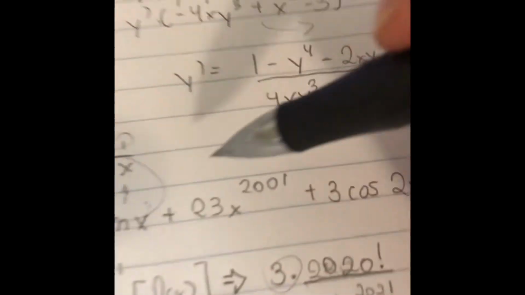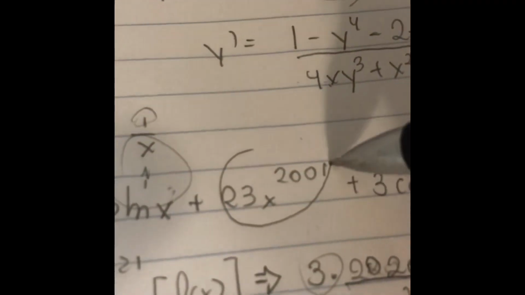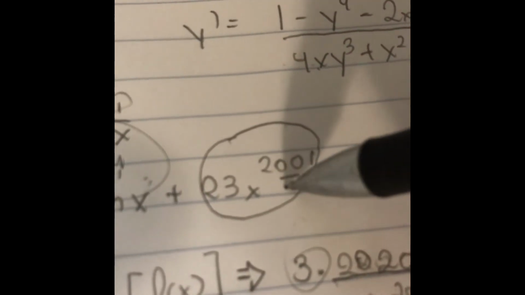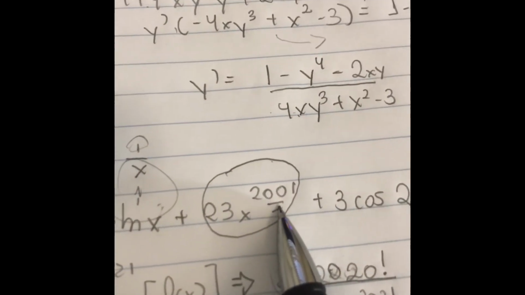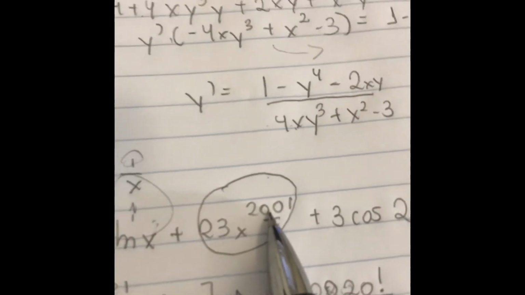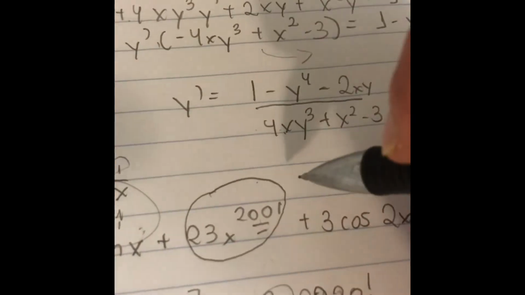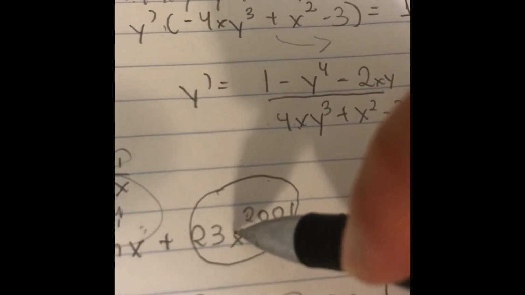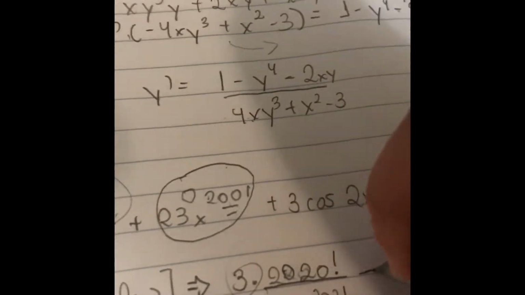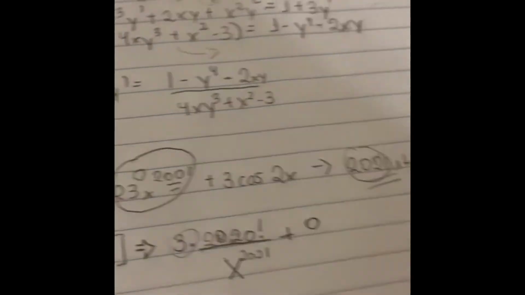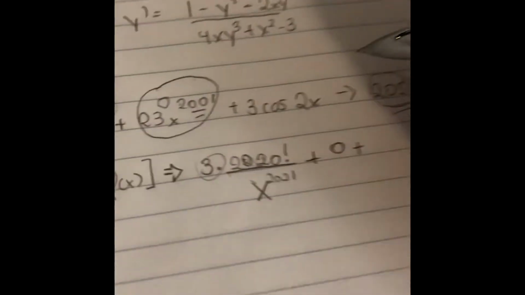Let's go to the second one. Here we can see that this 23x is to the power of 2001. So in the 2021st derivative, at some point this will be 0. So basically we just need to add plus 0. Easy.